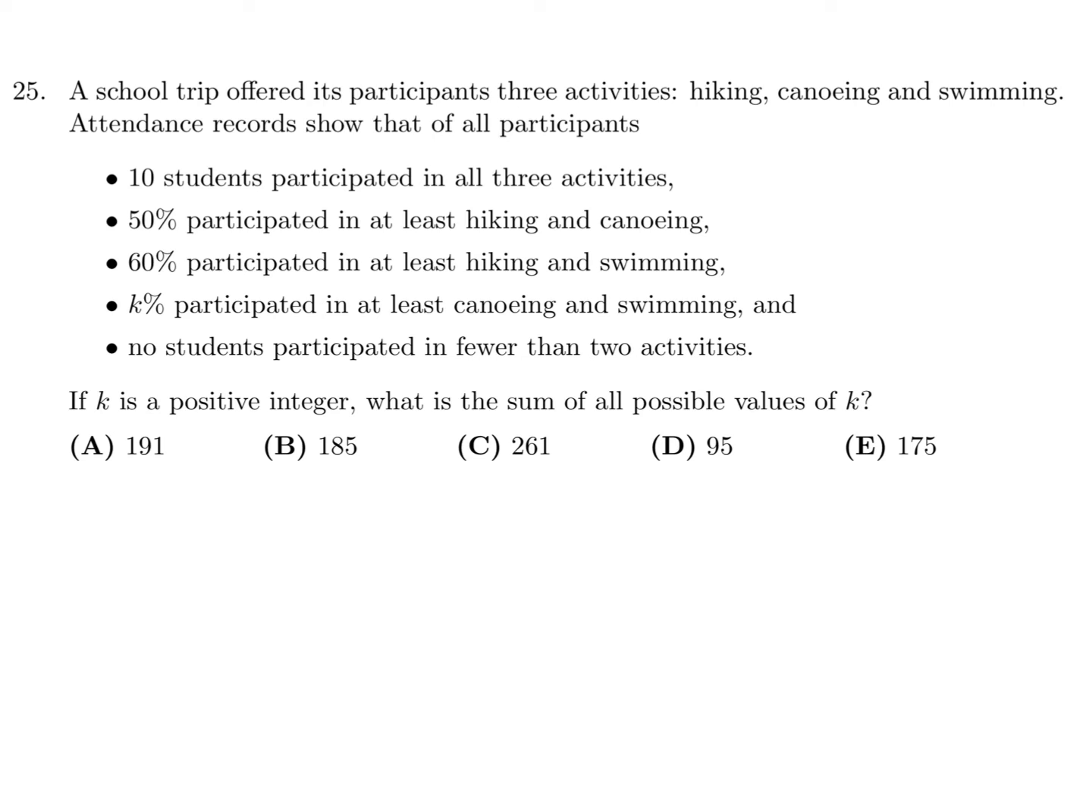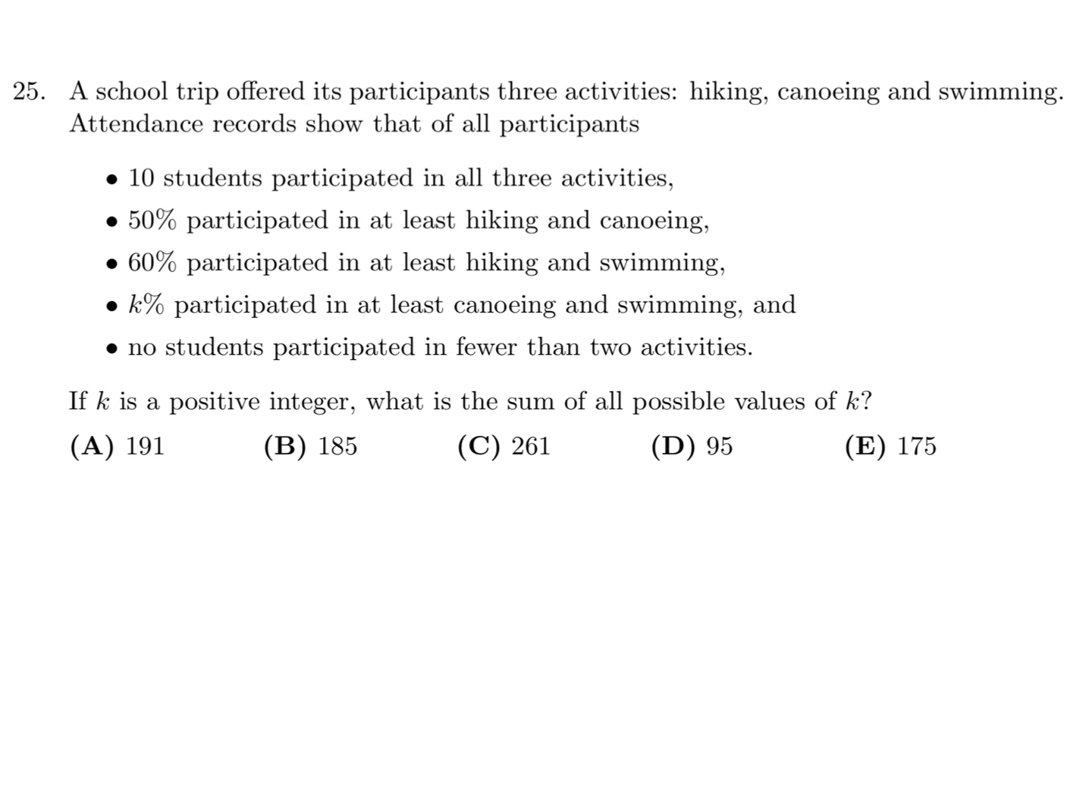A school trip offered its participants 3 activities: hiking, canoeing, and swimming. Attendance records show that all of the participants, 10 students participated in all 3 activities, 50% participated in at least hiking and canoeing, 60% participated in at least hiking and swimming, K% participated in at least canoeing and swimming, and no student participated in fewer than 2 events. If K is a positive integer, what is the sum of all possible values of K?